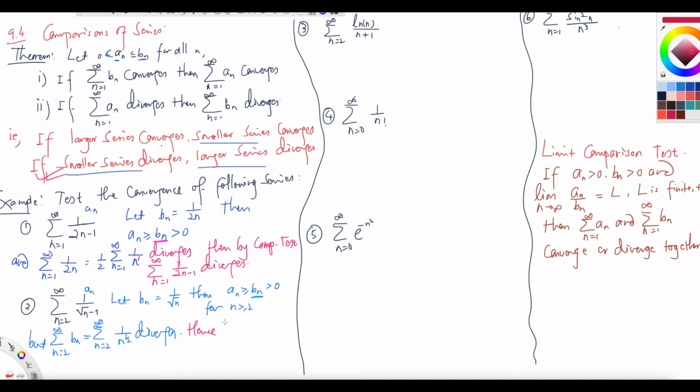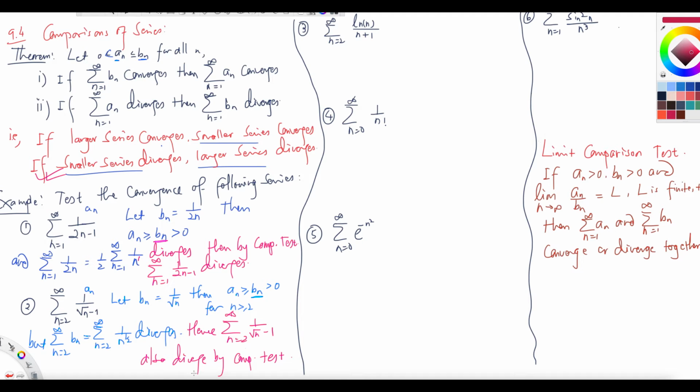Hence the series n equals 2 through infinity, 1 over root n minus 1, this is the series of the bigger term, also diverges by comparison test, right? Comparison test. That's all, okay, guys.